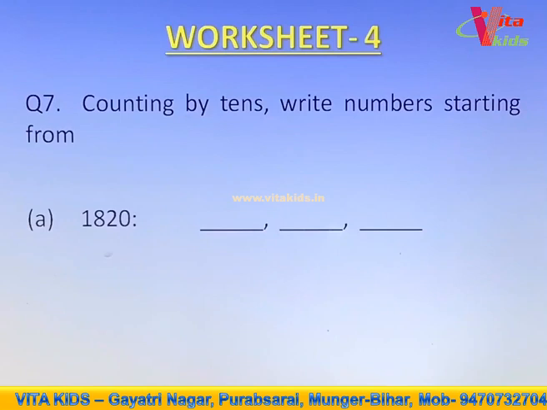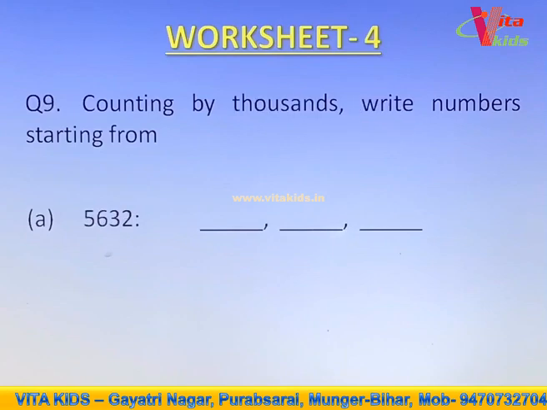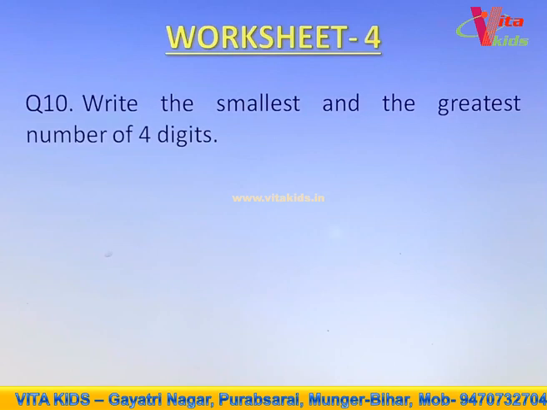Question number 7. Counting by tens. Write the numbers starting from 1820. Question 8. Counting by hundreds. Write numbers starting from 3020. Question 9. Counting by thousands. Write numbers starting from 5632. Question 10. Write the smallest and the greatest number of 4 digits.